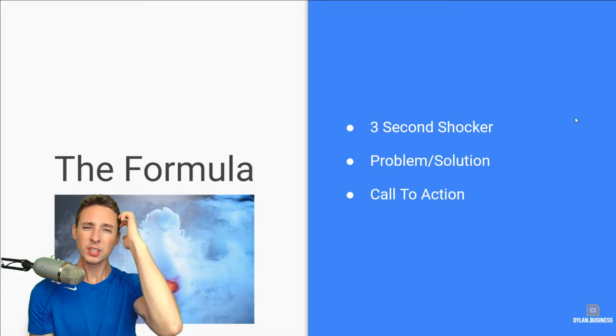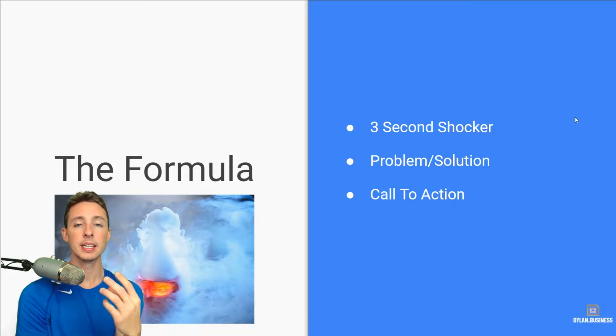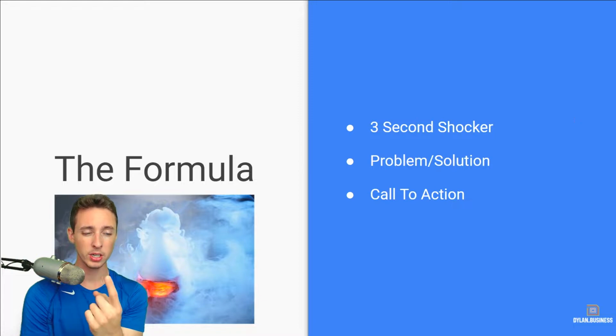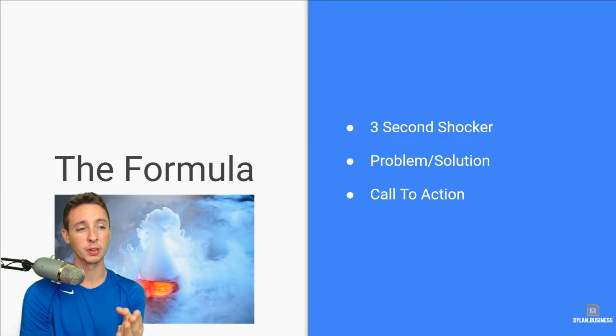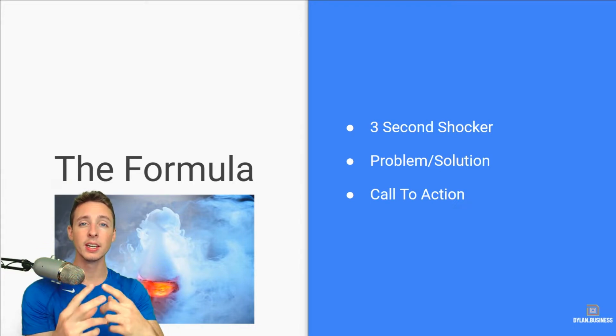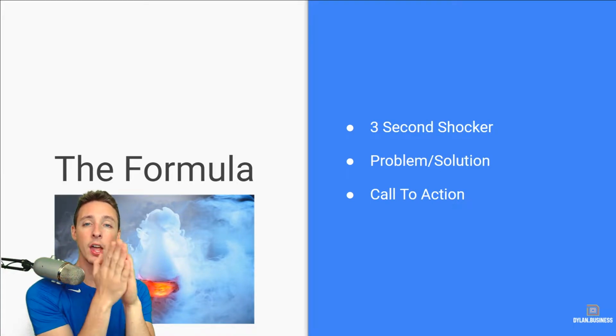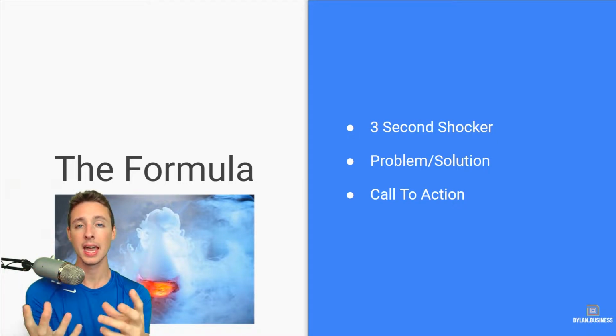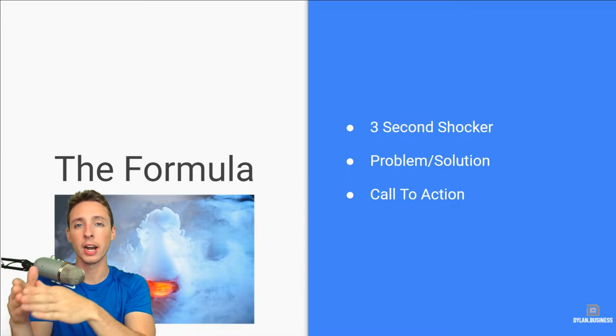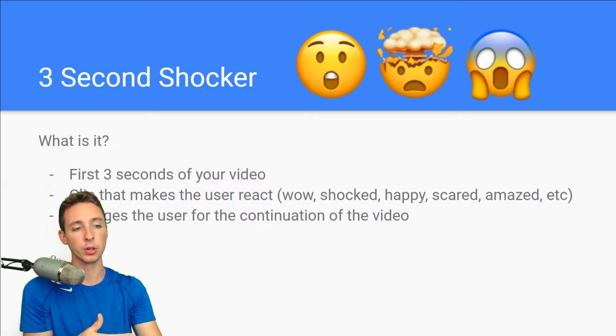So what is the formula here? It's made up of these 3 things. First, we have a 3-second shocker. That's what I call it. Next, we have the problem solution. And then finally, we have the call to action. This is literally all you need to make a video ad go viral on Facebook. So I'm going to break these down here, and then we're going to get into real examples of how you should structure your ad based off the example that I'll show you.